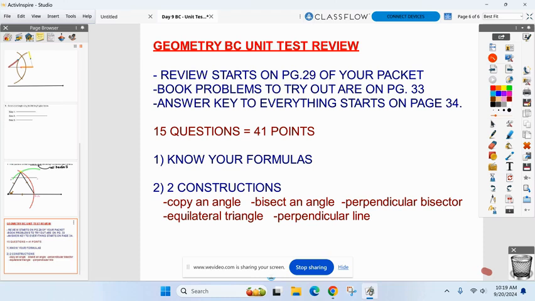There for you guys to take a look back anytime you need it. This is our first time we're taking a unit test in this class on Monday, so I want to make sure you guys understand how a typical review day goes first. There's going to be 15 questions, 41 points. Similar to your quiz, make sure you know both distance and midpoint formula.